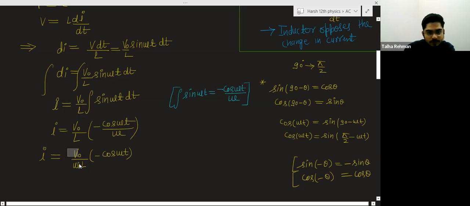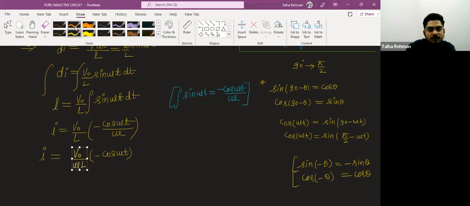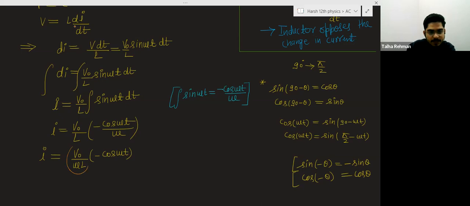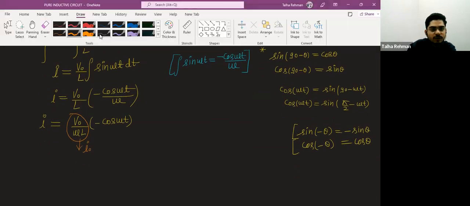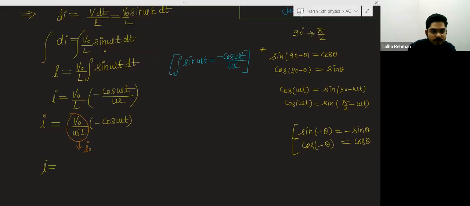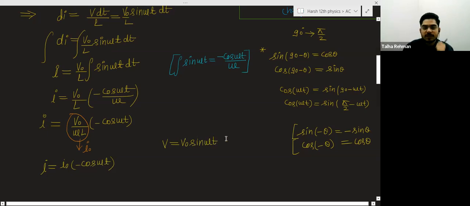Basically, this V naught by omega L is the peak value of the current, which is I naught. So the equation of the current will become I is equal to minus I naught cos omega t. And what is the equation of the voltage we have? V is equal to V naught sin omega t. Basically, we want to convert this equation in terms of sin omega t.